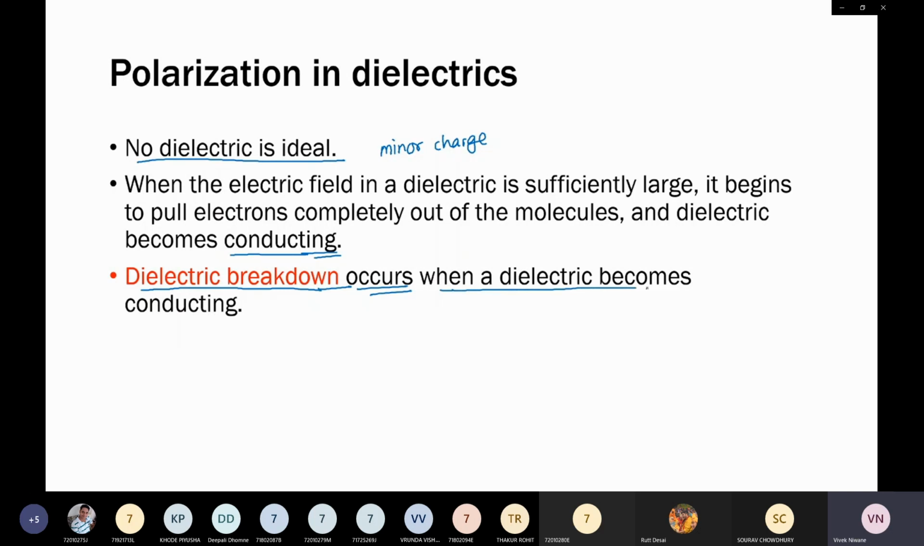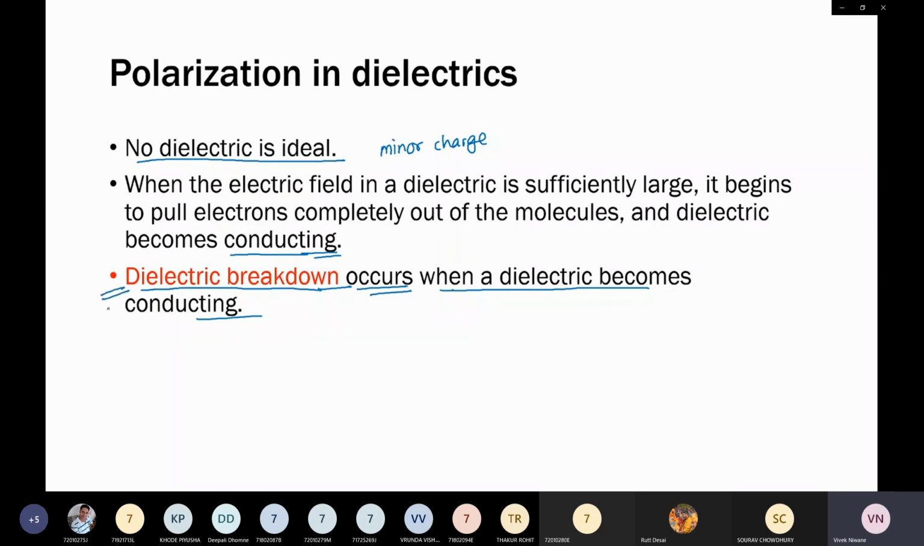When the dielectric becomes conducting, or in other words your applied electric field is large enough that it pulls the electrons outside the atom. So you can say the capacitor got burnt due to short circuit or heavy voltage. That is called dielectric breakdown.